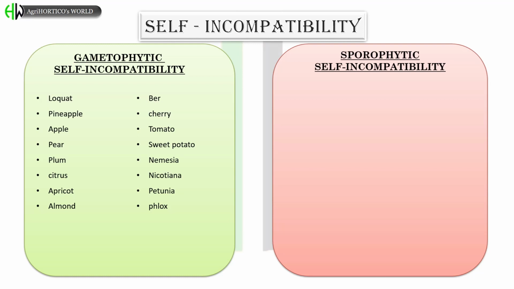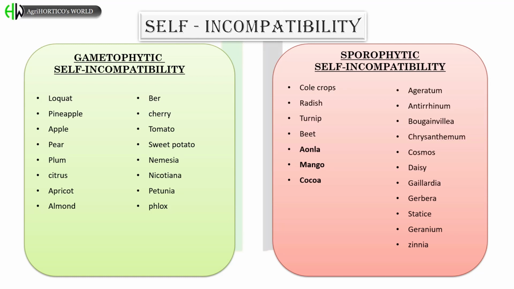nicotiana, petunia, phlox. Examples for sporophytic self-incompatibility are cole crops, radish, turnip, beet, aonla, mango, cocoa, ageratum, Antirrhinum, bougainvillea, chrysanthemum, cosmos, daisy, gaillardia, gerbera, statice, geranium, zinnia. And plastomegene incompatibility is seen in calla lily.